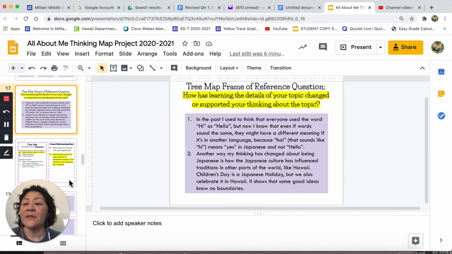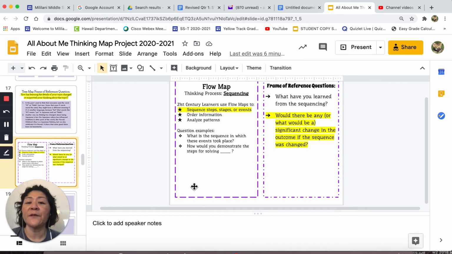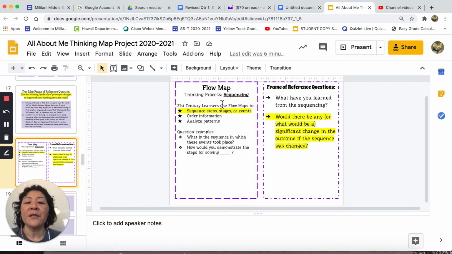All right. The next map we're going to look at is a flow map. So with a flow map, the thinking process involved is sequencing, and that means putting things in order. So 21st century learners use flow maps to sequence steps or stages or events, to order information, and then to analyze patterns. A question example is, what is the sequence in which these events took place? Another example question would be, how would you demonstrate the steps for solving whatever, fill in the blank?